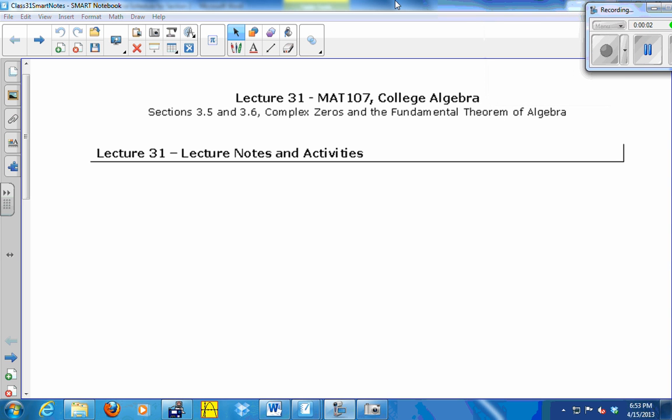Okay, so we're going to look now at what happens if some of your zeros are complex. What if you take your polynomial, set it equal to 0, and one of the factors gives you solutions that are complex numbers, imaginary numbers?